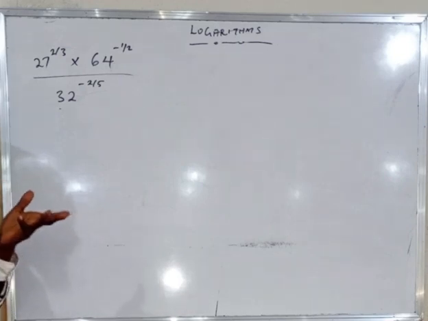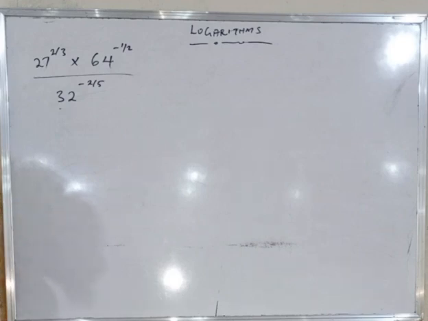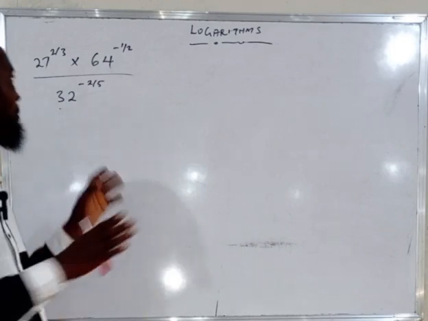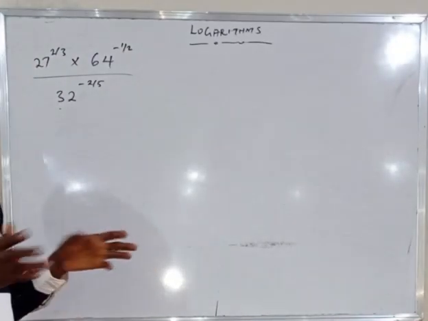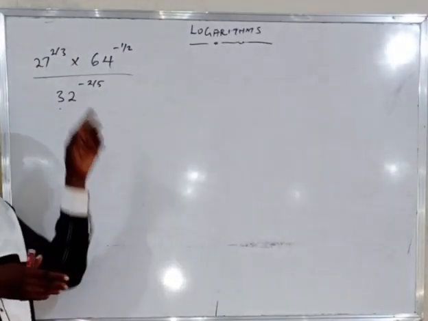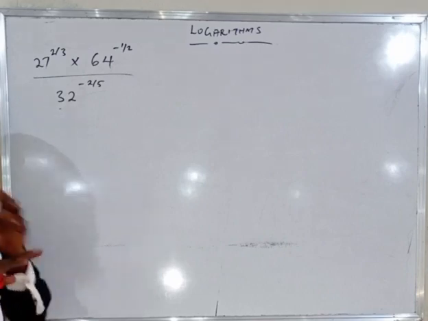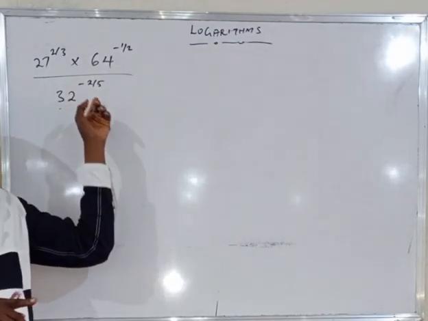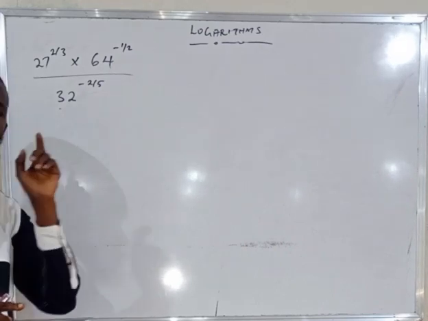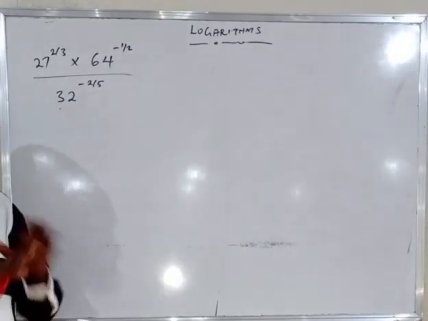Remember, what law 1 and law 2 are talking about is that we must be able to change all the bases to the same thing. But it's not in every situation that every number you have here can have the same base. And this is that type of situation. Once we cannot change everything to the same base, we go and treat them individually.